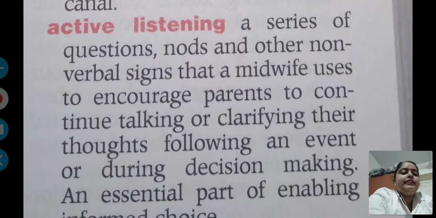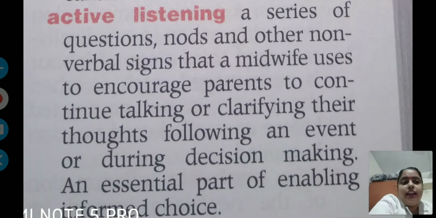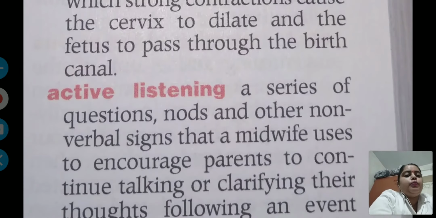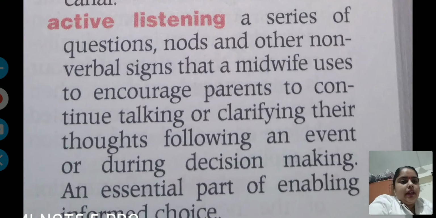This is required in every area, because if we are not listening properly, how can we gain knowledge? So active listening is a series of questions, nods and other non-verbal signs that a midwife uses to encourage parents to continue talking or clarifying their thoughts following an event or during decision making, and it is an essential part of enabling informed choice. It means a series of questions, or nodding, meaning we nod our head up and down, etc.